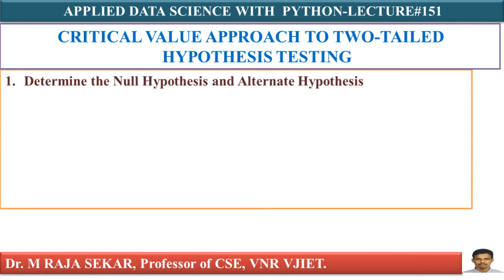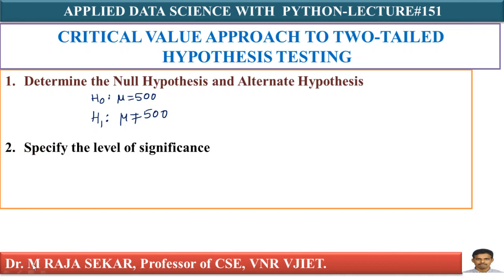Before solving that problem, let me go back and write the steps. First, I must write the null hypothesis and alternative hypothesis. I already discussed the null hypothesis, it is the status quo. What is my null hypothesis? Just refer to my previous lecture, as we are solving the same problem. Your null hypothesis H0 is mu equal to 500. What about our alternative hypothesis? H1 is mu not equal to 500, and it is a two-tailed test, isn't it?